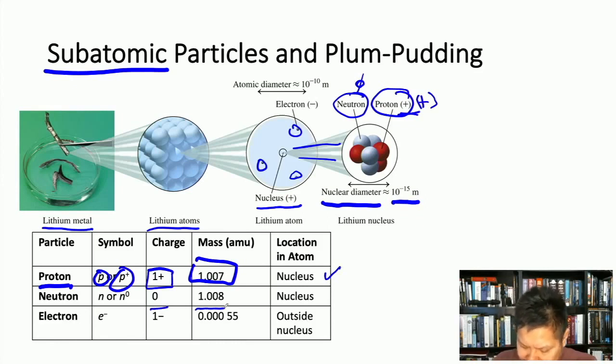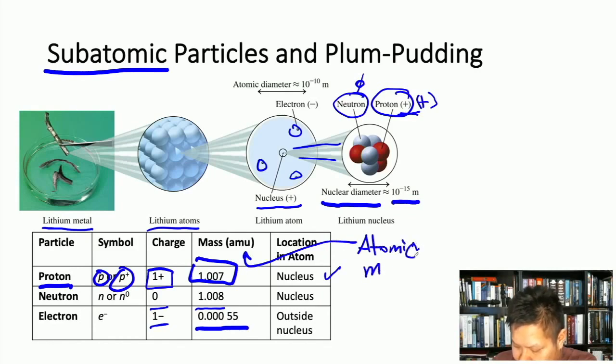The more interesting thing is not that the symbol of electrons is e with a negative superscript, or that they're -1 charge, you already knew that, but the fact that they are very, very light. They're 0.00055 AMUs. Oh, by the way, if you didn't know what an AMU is, an AMU is an atomic mass unit. And we'll talk about it later. Atomic mass.